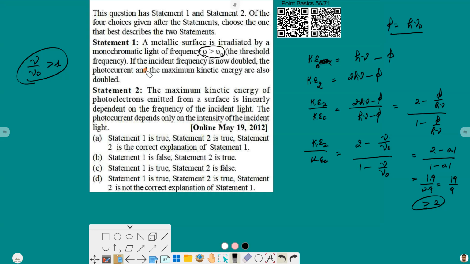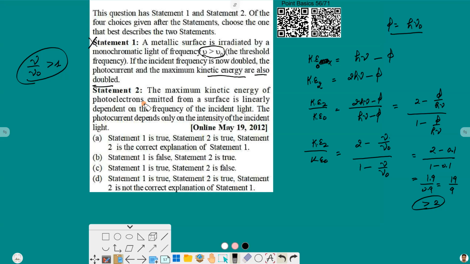As mentioned here, the maximum kinetic energy is also doubled. But kinetic energy is not doubled; it actually increases by more than 2 times. So statement 1 is going to be wrong here.